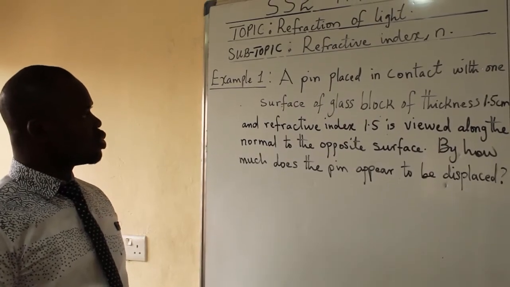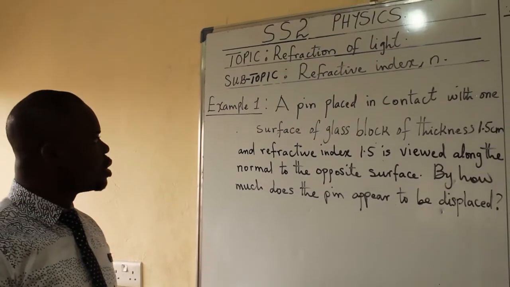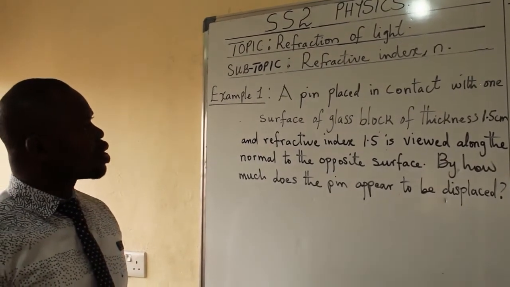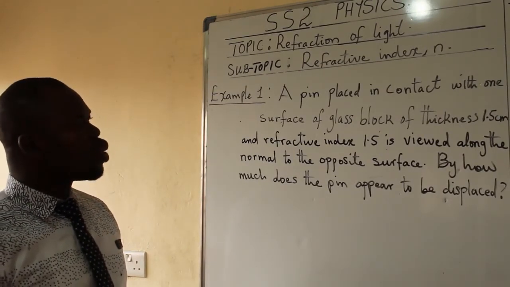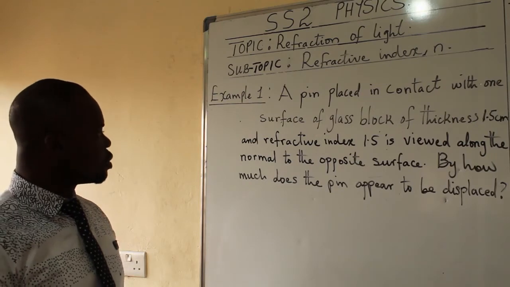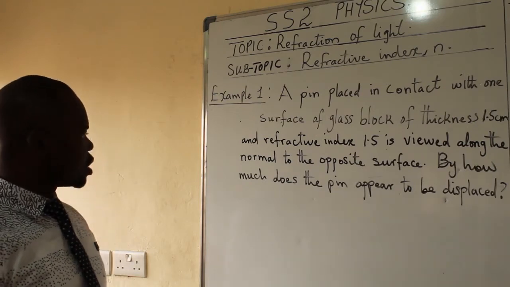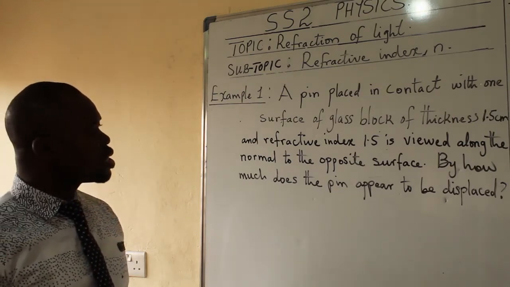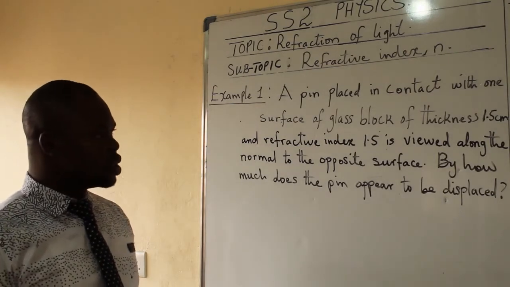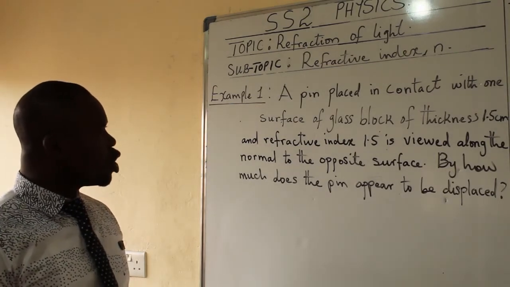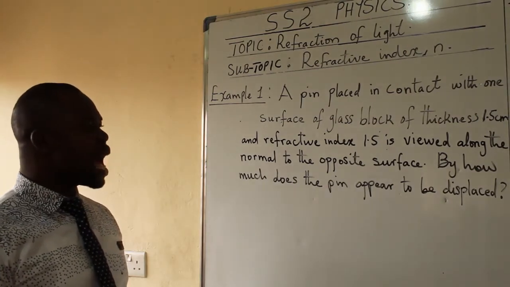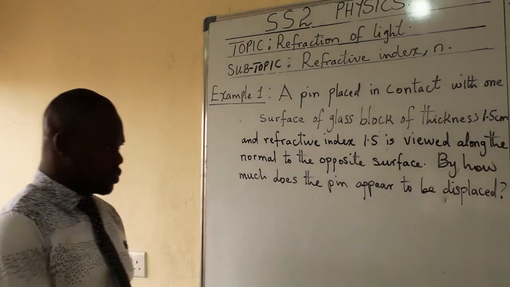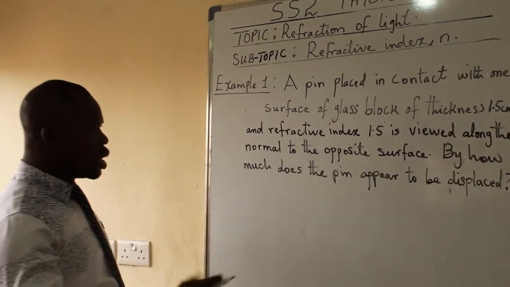Let's read the question again so that we can comprehend accurately. A pin placed in contact with one surface of a glass block of thickness 1.5 centimeters and refractive index 1.5 is viewed along the normal to the opposite surface. By how much does the pin appear to be displaced? Okay, so solution.